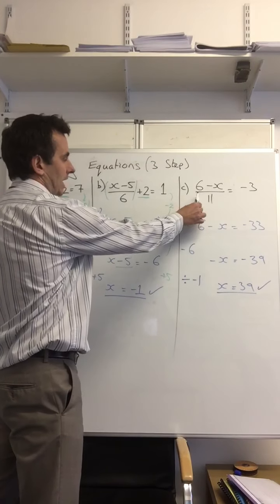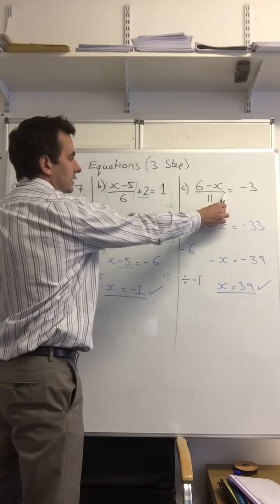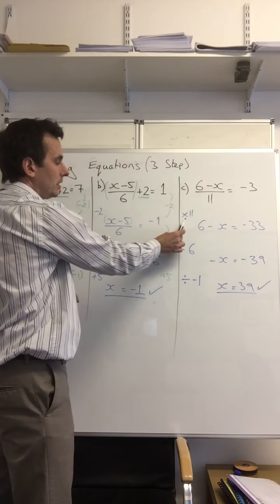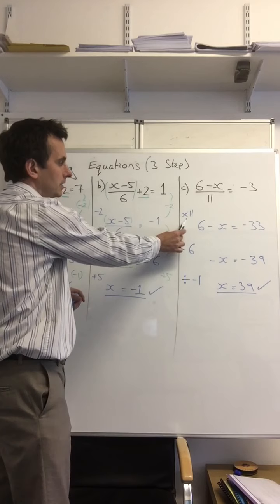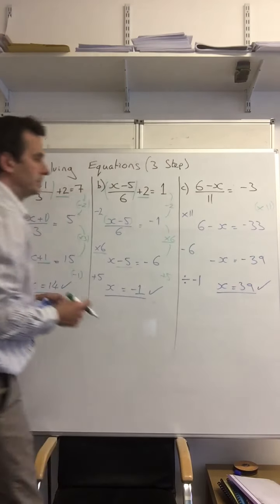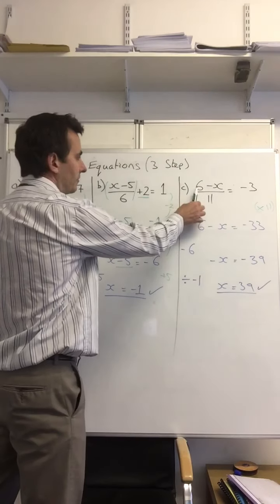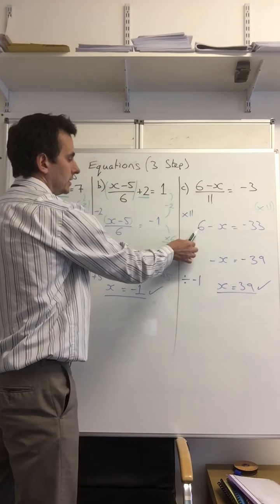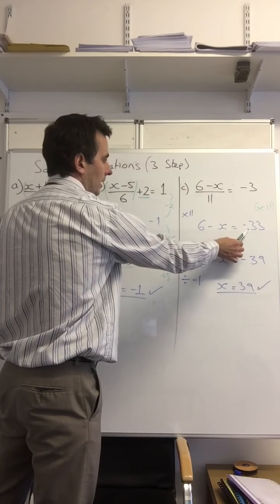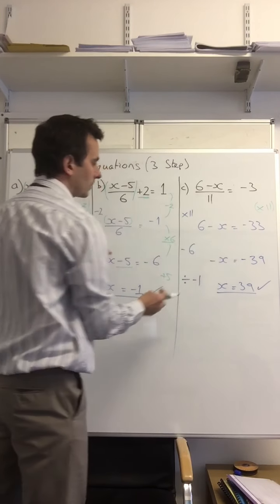So, same process. I've got nothing added or subtracted, but I have got divided by 11. So how do I get rid of divide by 11? I multiply both sides by 11. So I'm multiplying both sides by 11. What is left on the left-hand side is 6 minus x. Negative 3 times by 11, negative 33.